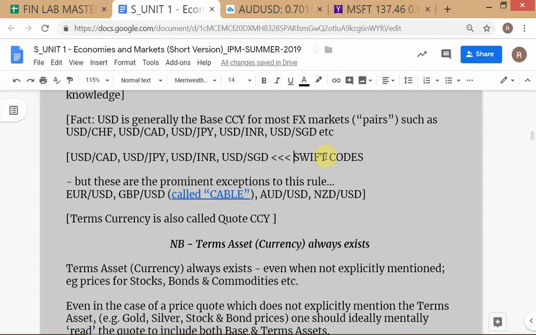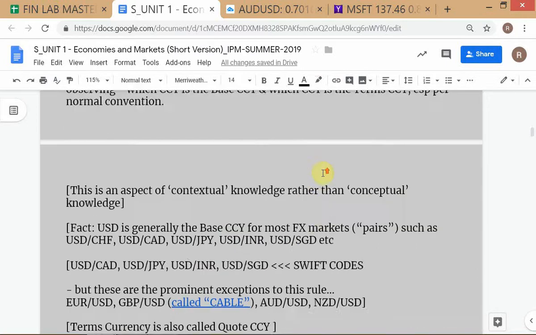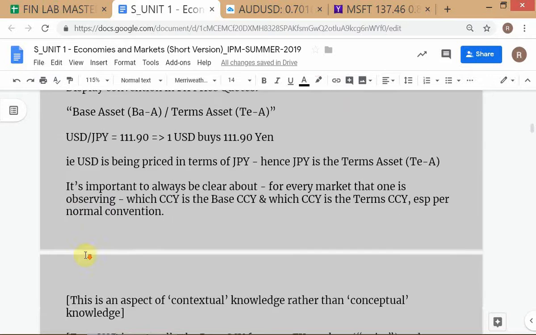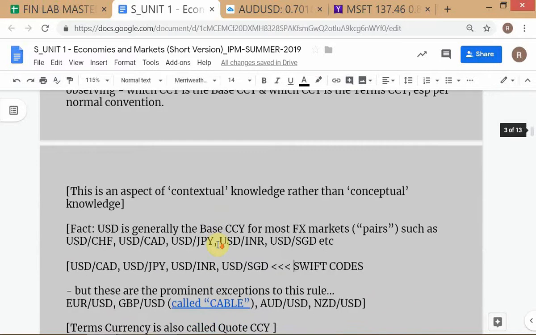So we are having the display convention. No, display convention I've done. Where do you see display convention? We've done this, no? I told you that in FX price quotations, the base asset is always shown first. So we have done display convention, right? Everyone is following? Yes. Alright, so here JPY is the terms currency, as we already discussed.